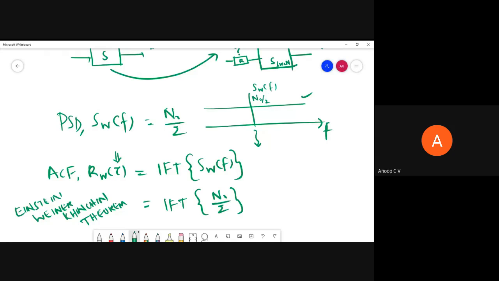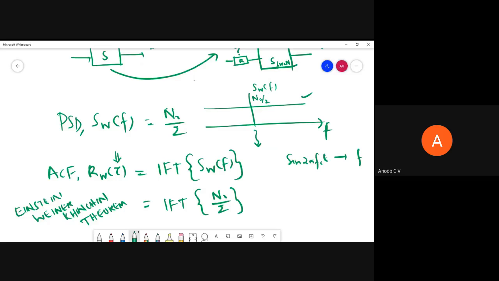Can you name the time domain function which has all frequency components? For instance, if you're considering sine 2 pi fc t, its frequency domain will have only an impulse at f equal to fc. Or if you take a rectangular function in time domain, its spectrum will be a sinc pulse. So can you name the time domain function whose Fourier transform will have all the frequency components? We have seen this, right?